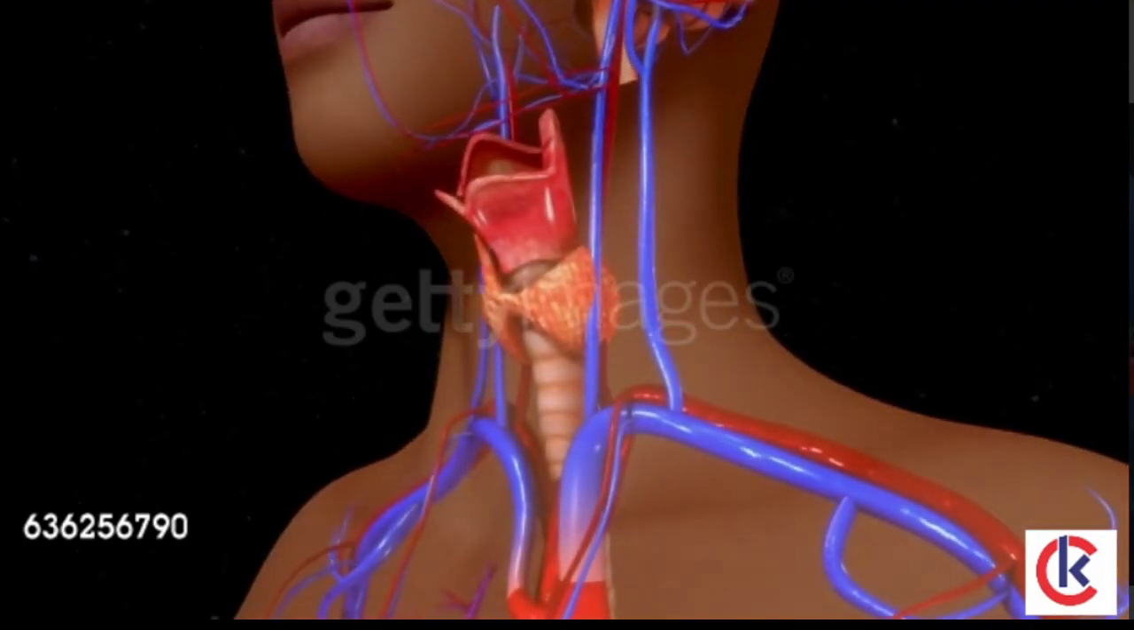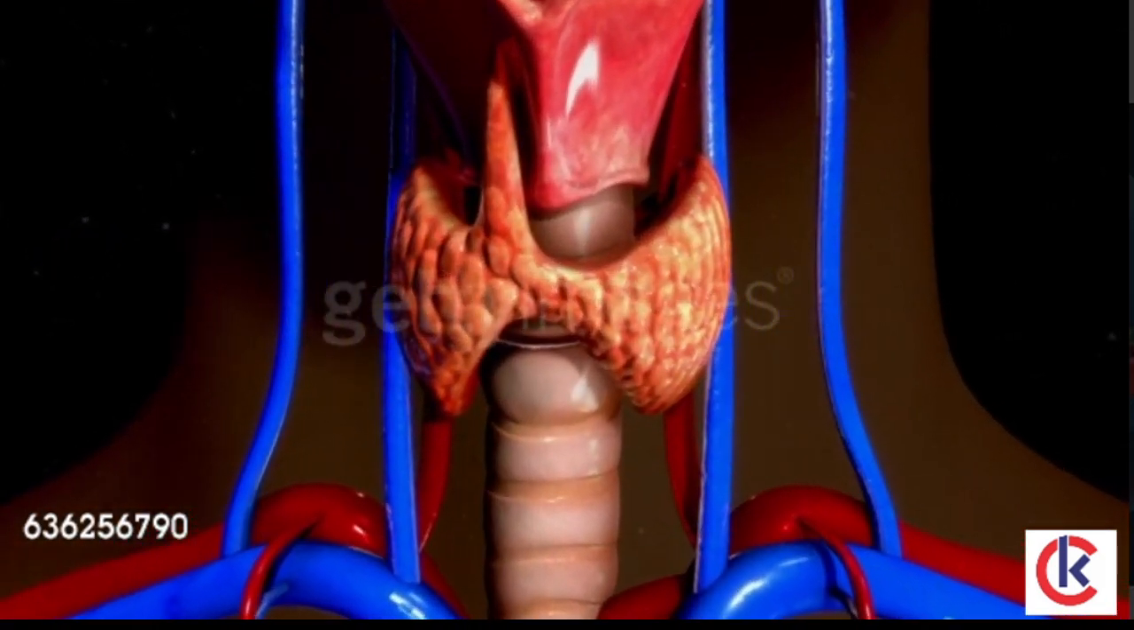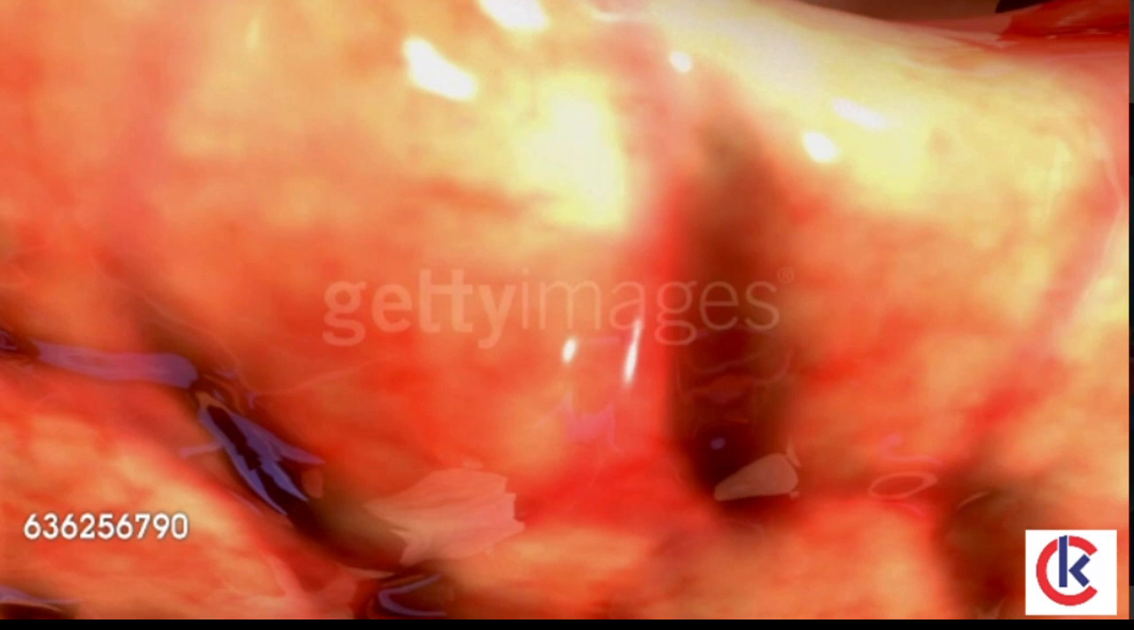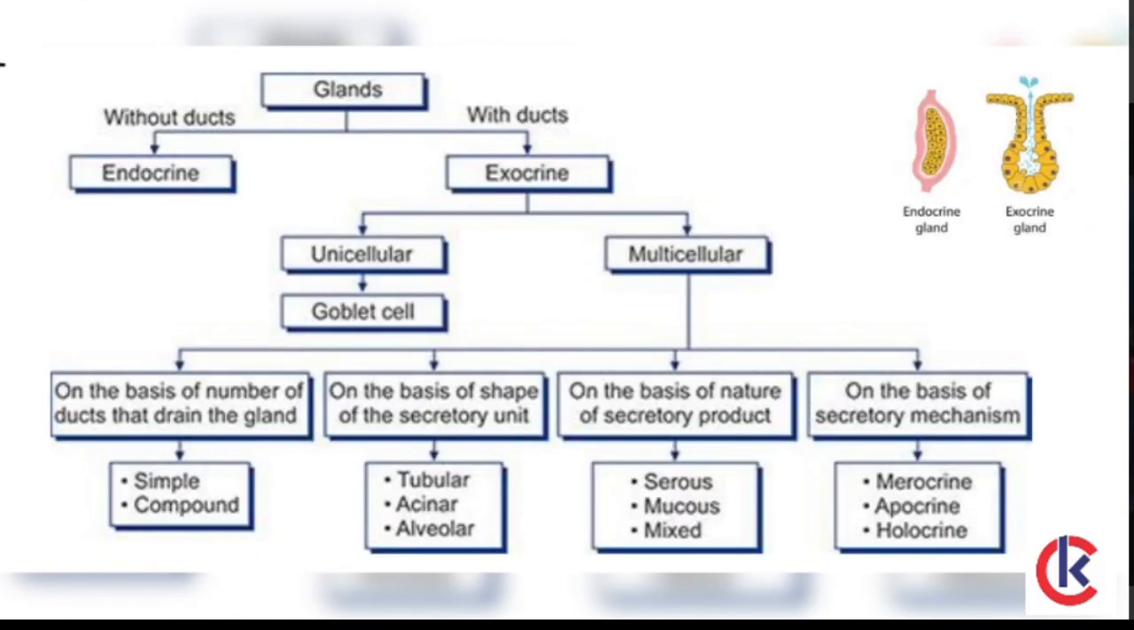On the basis of number of cells, glands are of two types. 1. Unicellular glands: goblet cells, Paneth cells. 2. Multicellular glands: all glands except goblet cells and Paneth cells. Types of glands are shown on screen. Read the flow chart of glands.